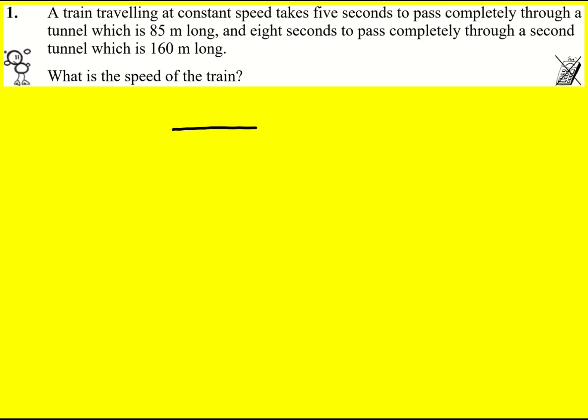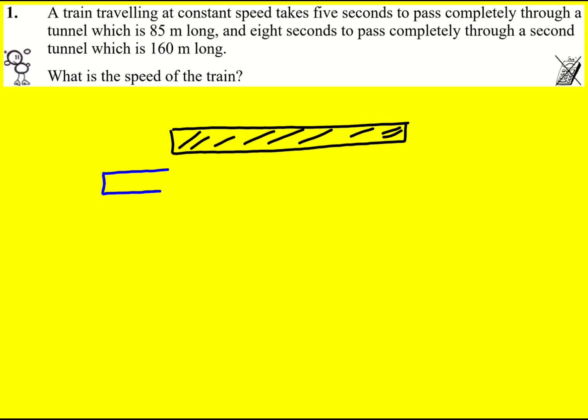I'm going to get a little picture down for this question. So here is one of the tunnels, and then just below it, I'm going to put the train in that's traveling through it. Now, for it to travel through it and come out the other side, it's not only traveling the length of the tunnel, it's also traveling the length of the train.